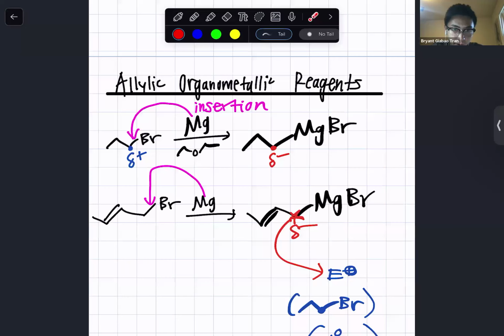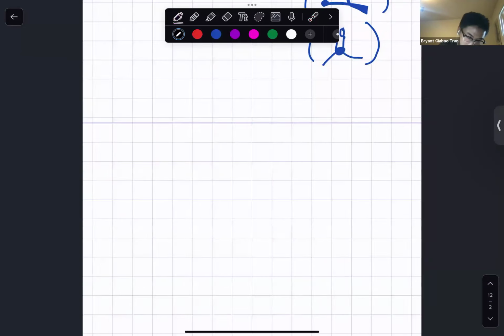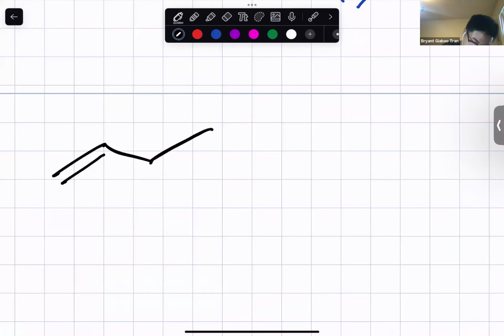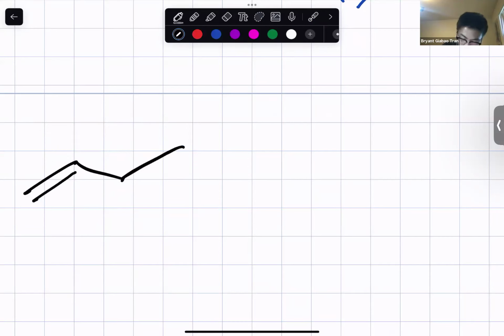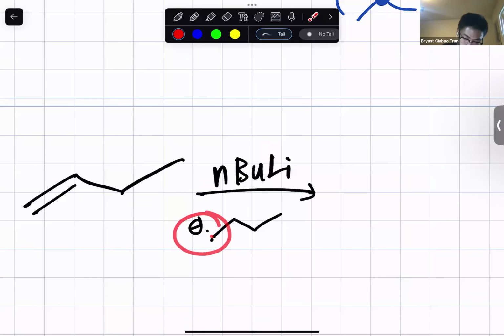Okay. Now let's go over the acidity of allylic hydrogens. So let's say we have this alkene right here, and we introduce some kind of strong base. A very strong base that you can see is n-butyllithium, which looks like a butyl group, four carbons, and one of the carbons has a negative charge right there. That's our very strong base right there.